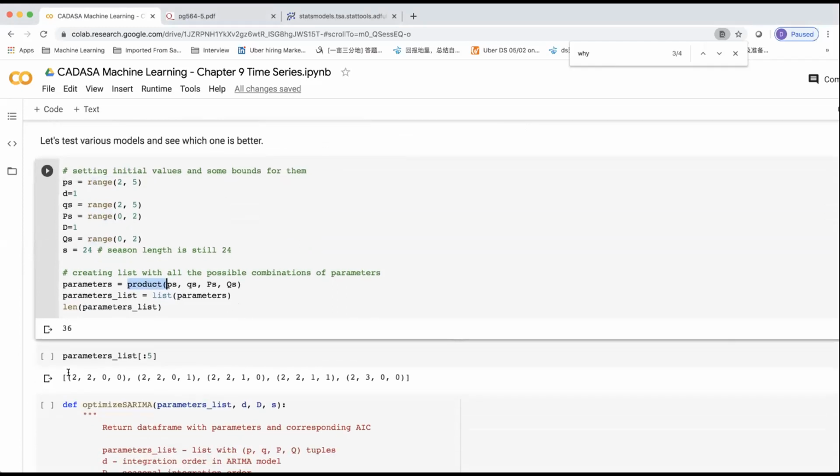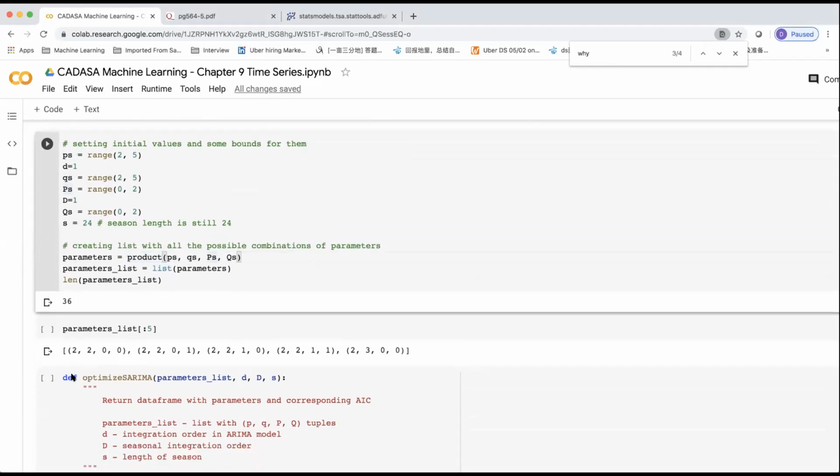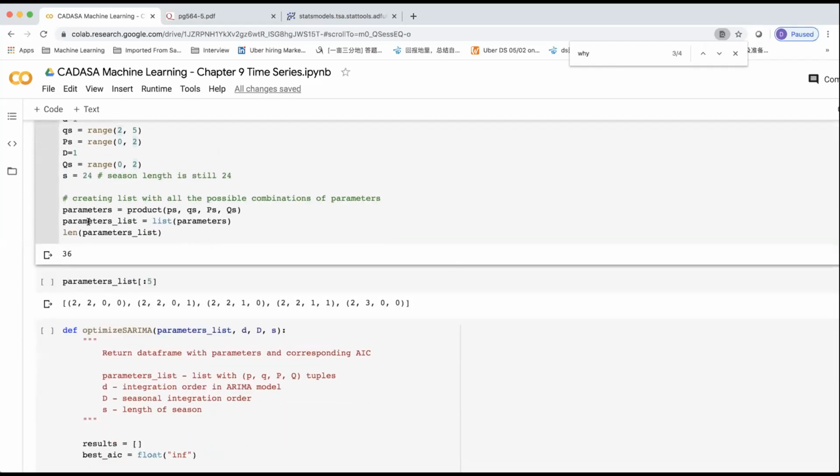So basically, if you do the product function, it's going to do all the combinations between P, S, Q, S here. So what you are going to have is this. This is just our first 5. So 2 to 5 times 2 to 5, you are going to have 2, 2, 2, 3, 2, 4, 2, 5, so on and so forth. Different kinds of combinations over there. So we're going to use this as a parameter.